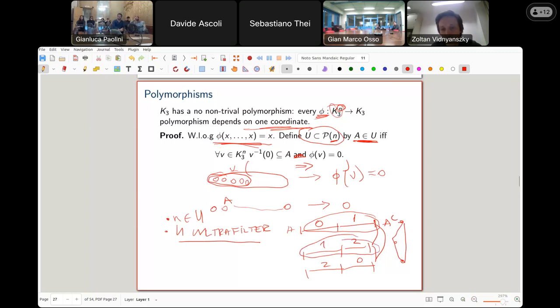But this one cannot go to the point 0, because this is connected with the constant zero sequence. So it must be the case that either this one or this one goes to the point 0, right? So this means that if I write 0 over the coordinates corresponding to A, then it goes to 0, or if I write zeros on the coordinates corresponding to A complement, then it goes to 0. And so this is a sketch for saying that A or A complement is in U, and similarly you can show that U is closed under intersections. So U is indeed an ultrafilter.